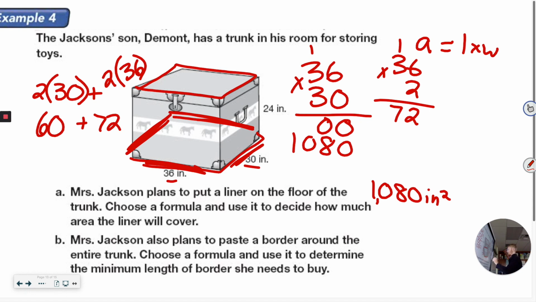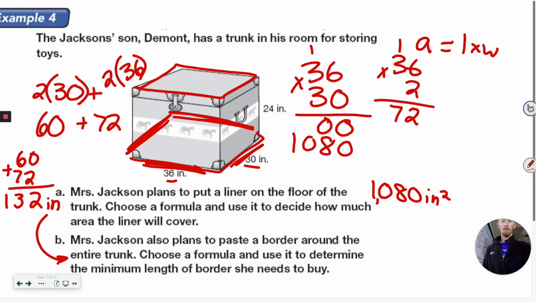So 60 plus 72. Give me a 2 down here, and 6 plus 7 is 13. So 132 inches then would be the entire amount of material I would need to make a border.